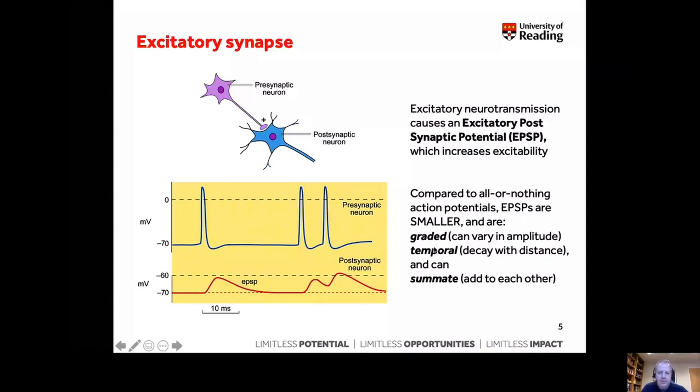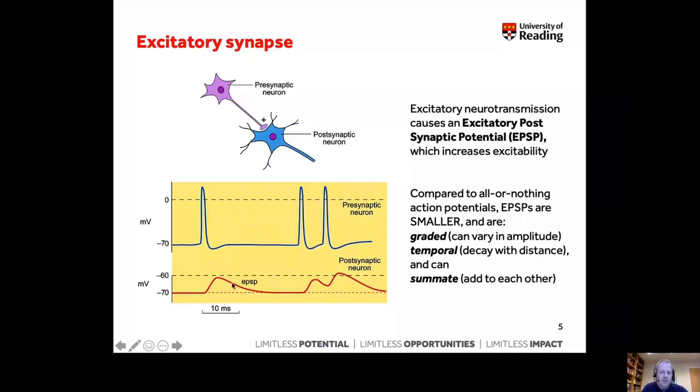These three properties that I've described can be said to be graded, temporal, and an EPSP is able to summate. Graded means that they can vary in amplitude. As I said, this one is slightly bigger than this one, and these two added together are bigger than this one. They're temporal, which means they decay with distance.